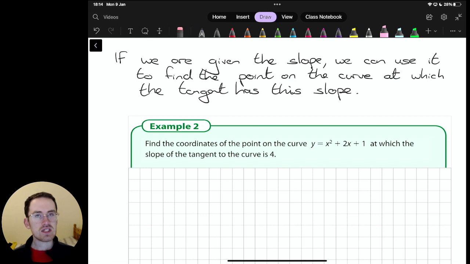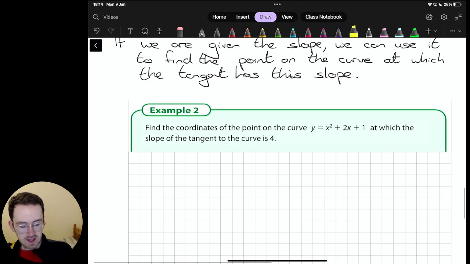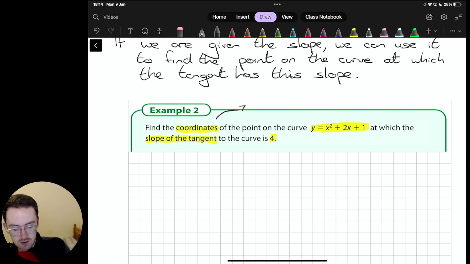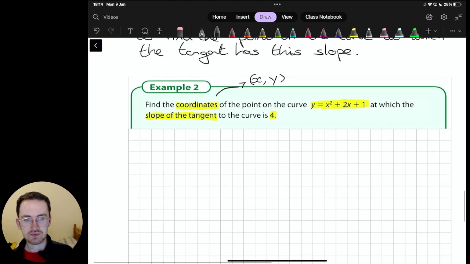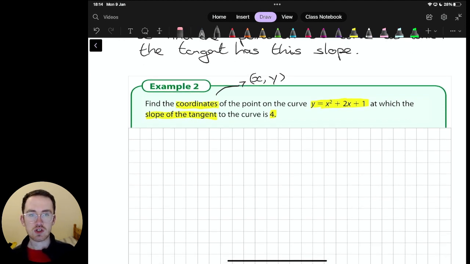So if we're given the slope of the tangent to the curve at a particular point, we can use that to work backwards and find out what the point is. So, given the curve here, they've told us the slope of the tangent is 4, and we're asked to find coordinates, and we should know that if we're asked to find coordinates we are looking for x and y. So we're looking for x and y for this curve at which the slope of the tangent to the curve is 4.